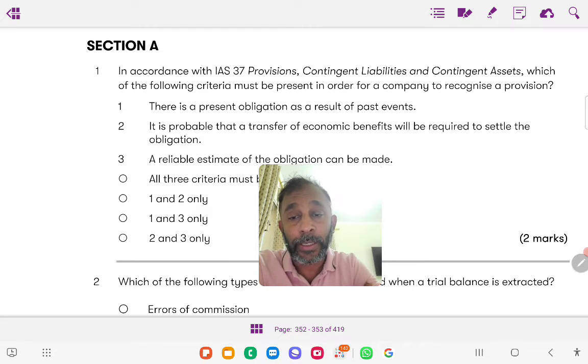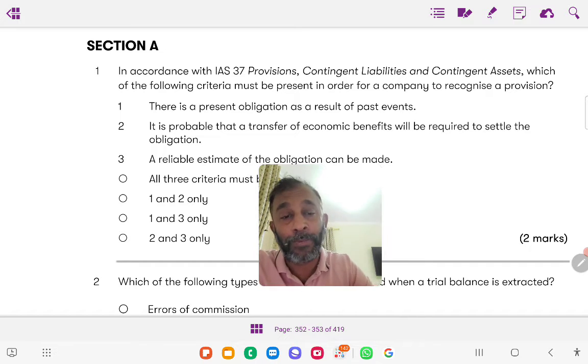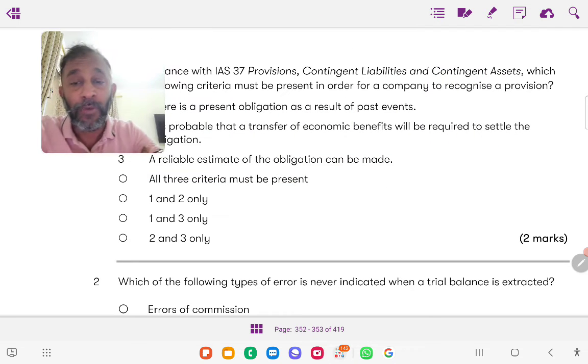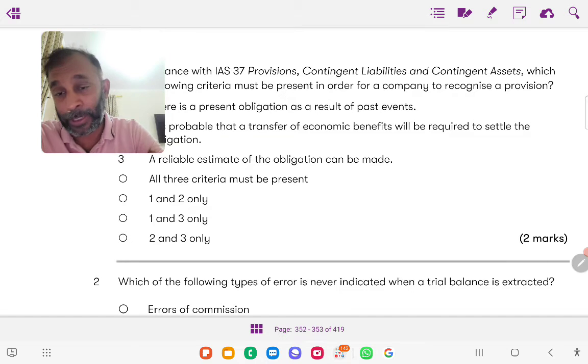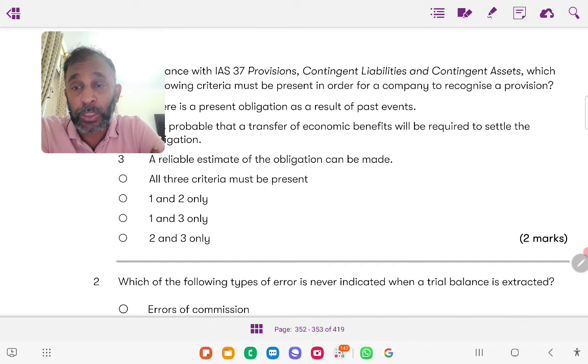Then the third one: a reliable estimate of the obligation can be made. Obviously, that is another requirement. We have to confirm that although we are ticking the above two conditions, if we are unable to estimate the provision amount reliably, then we cannot consider that as a provision. Then we only need to disclose it as a contingent liability or contingency. So accordingly, if I choose the answers, 1, all 3 criteria must be present. Obviously, that's the answer. So we don't need to waste any more time. Your answer is the first option.